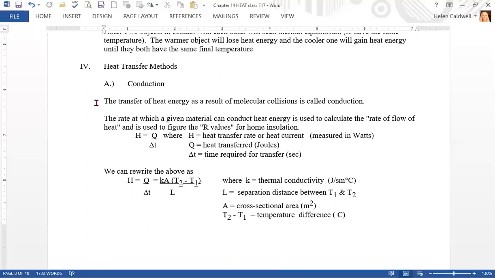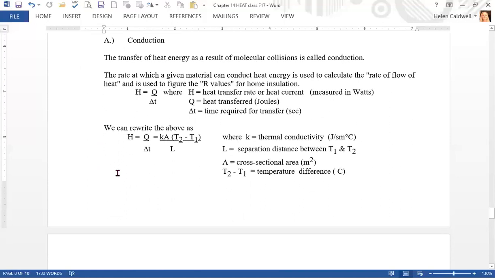We use it to calculate R values associated with home insulation. So the more insulation you have in your house, the less energy it loses. Or if you've got double pane windows, which most homes do these days compared to single pane, it makes a difference. You don't need to memorize this equation. I only mention it because I wanted to talk about this transfer.